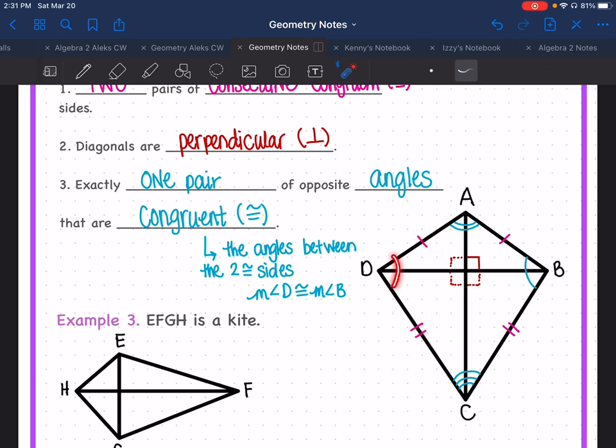So it's always the angle. Notice angle D is right in between the two pairs of congruent sides.